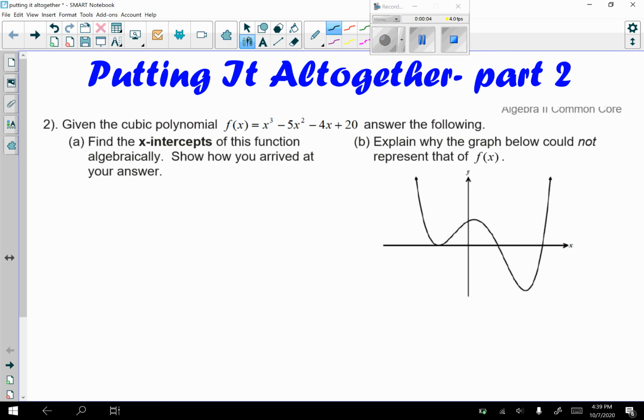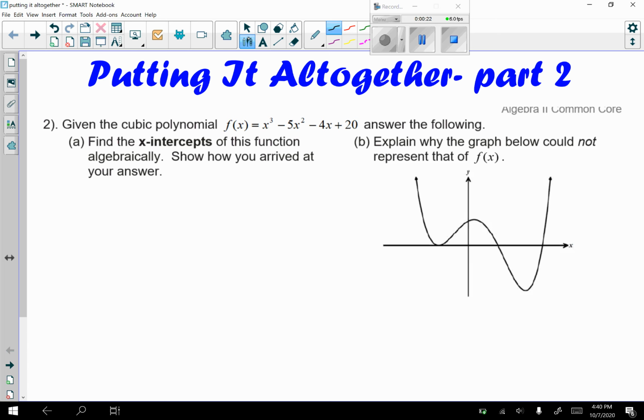Let's take a look at this example. Given the cubic polynomial f of x equals x cubed minus x squared minus 5x squared minus 4x plus 20, answer the following. Find the x-intercepts of the function algebraically. Show how you arrived at your answer.